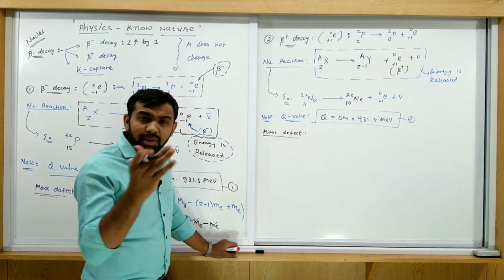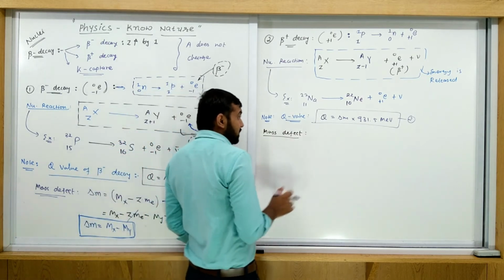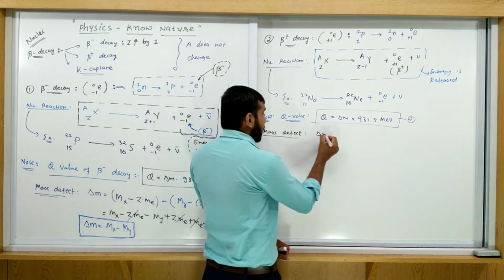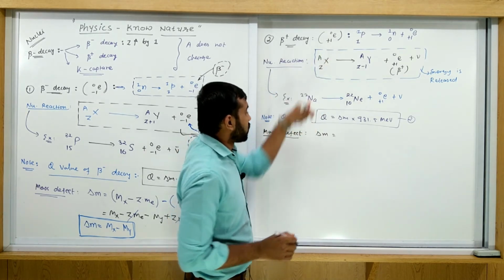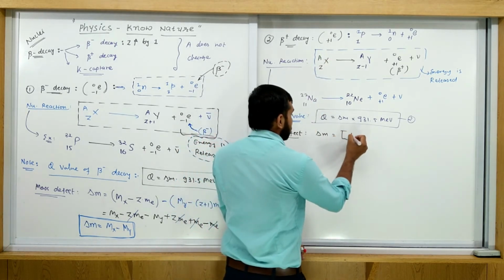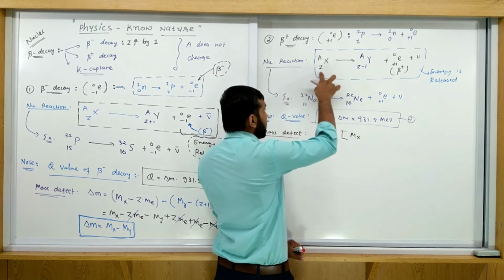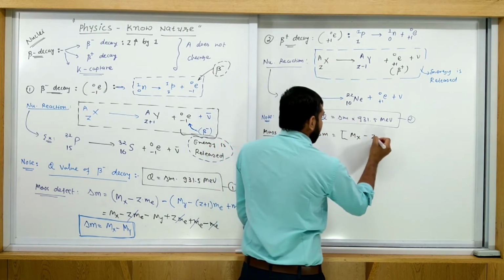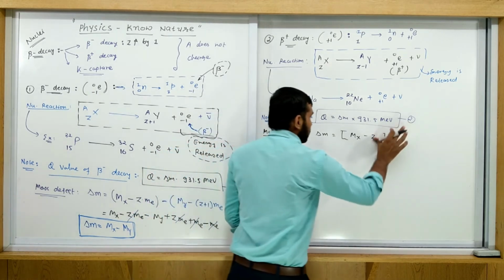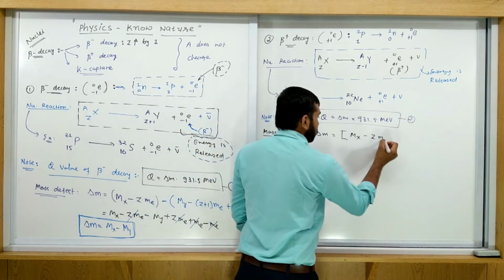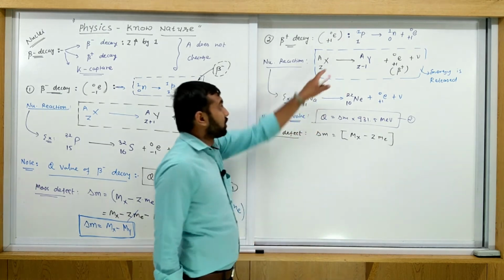Okay, what is the mass defect here? Mass defect ΔM, again with electrons counted, is the total mass of this element. So what is the total mass? Suppose the mass is mX, and how many electrons? Again Z, so minus Z me, total mass on the left-hand side.